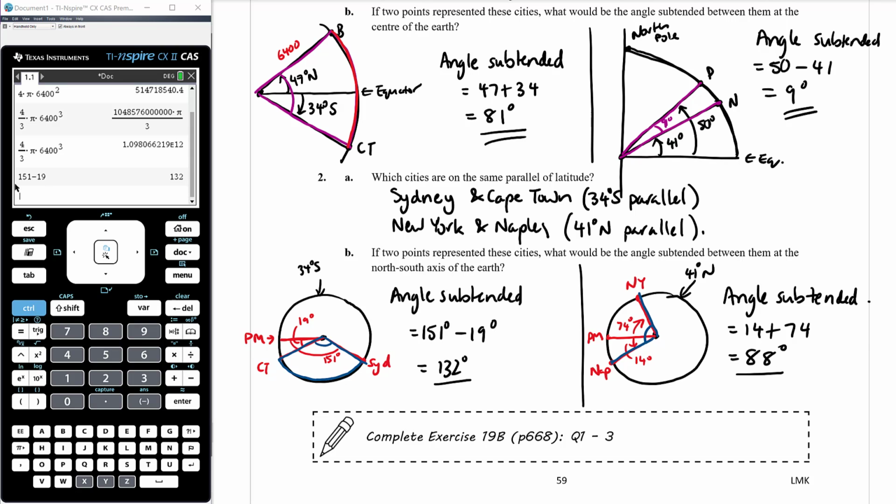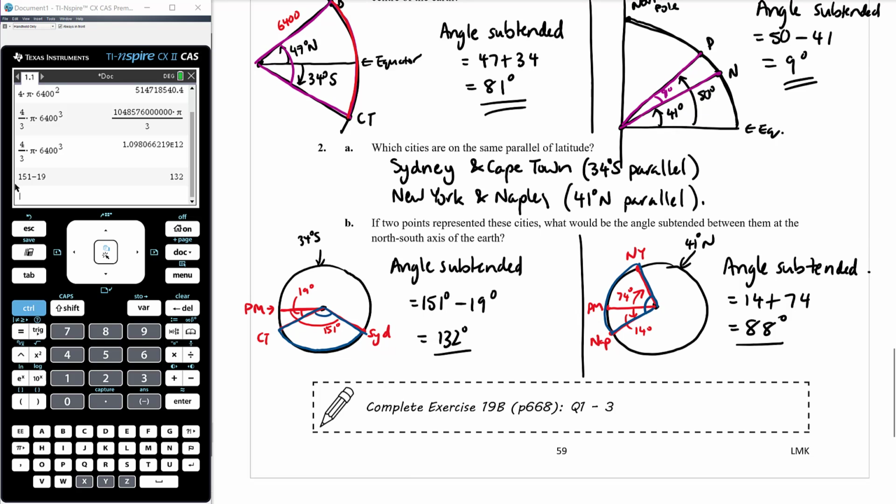And again, we're going to need to be able to work out those angles when we want to start to calculate distances between these cities, which we'll do over the next couple of videos. So the work today is in exercise 19b, questions 1 to 3.